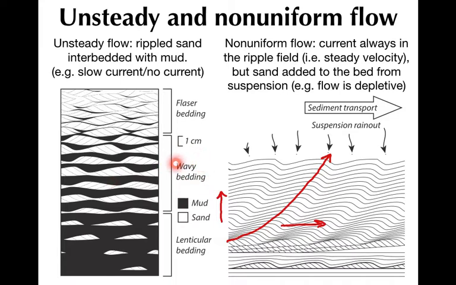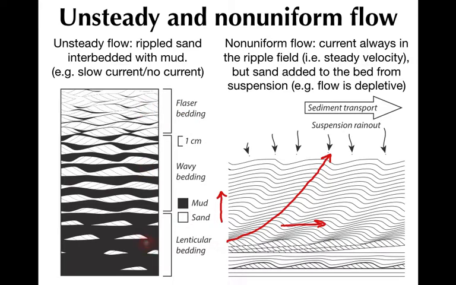This is called wavy bedding. And then finally you can have a situation where most of the time you've got a current. It may switch directions, and most of the time that current is producing ripples, but then every once in a while you stop that current and you drape those ripples with mud, but by and large most of the deposit's sand, and that's called flaser bedding.